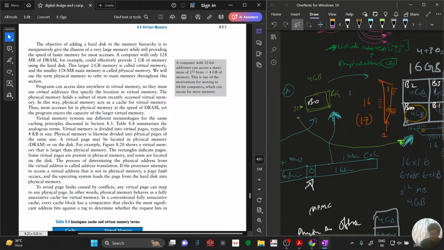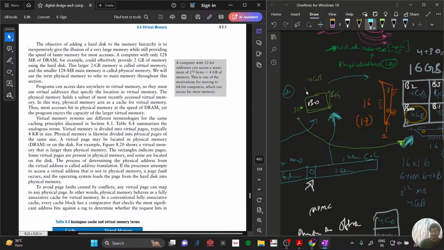Let's say I have some data and I want to have some data in this block or the entire block. Then I have to generate some virtual address to access this secondary storage to get our desired chunk of data or entire block into the main memory. So for that, I need to generate a virtual address from this physical address. I have a physical address which has come from the CPU. I need to generate some virtual address to access secondary storage that specifies the location in virtual memory.